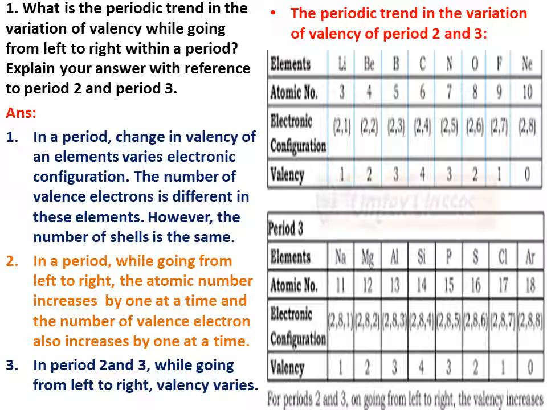In period 3 also, there are the elements sodium, magnesium, aluminium, silicon, phosphorus, sulfur, chlorine and argon. The atomic numbers also increase by 1 at a time: 11, 12, 13, 14, 15, 16, 17 and 18. The number of valence electrons also increases by 1 at a time. In periods 2 and 3, while going from left to right, the valency varies. It first increases and then varies.